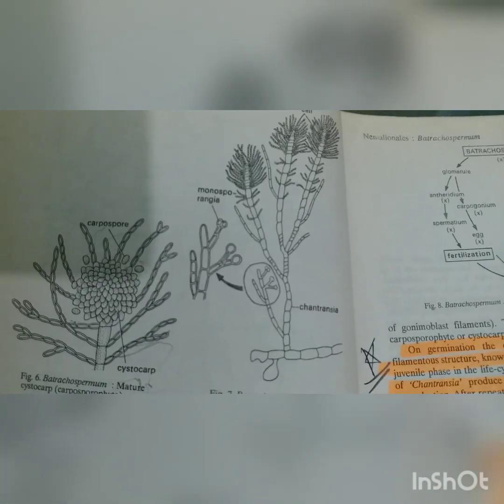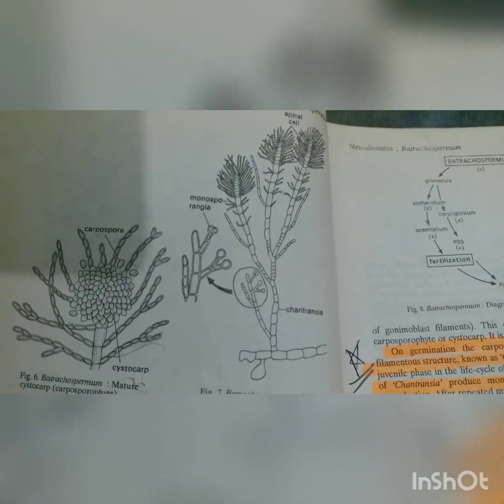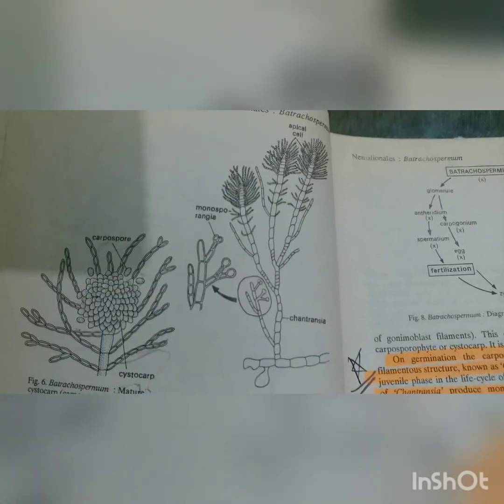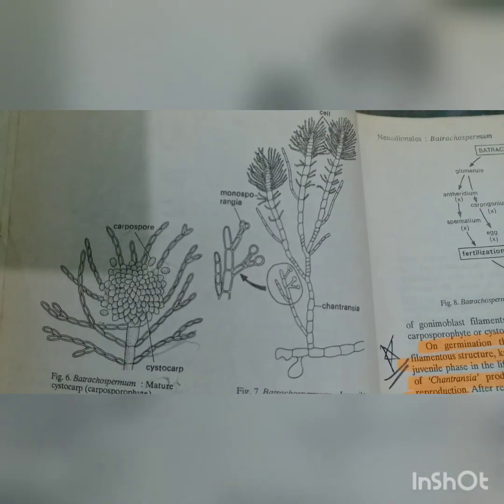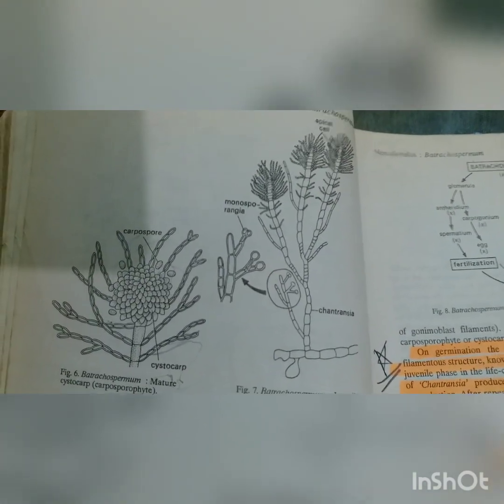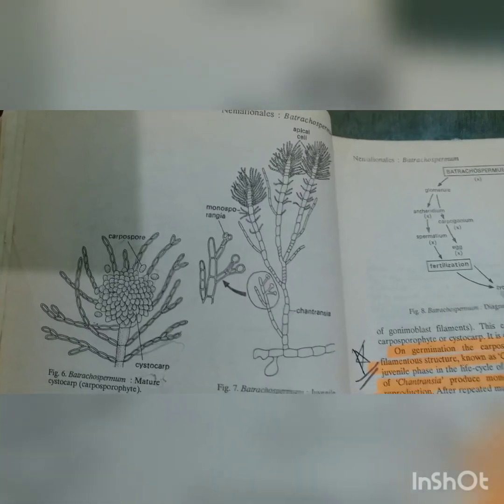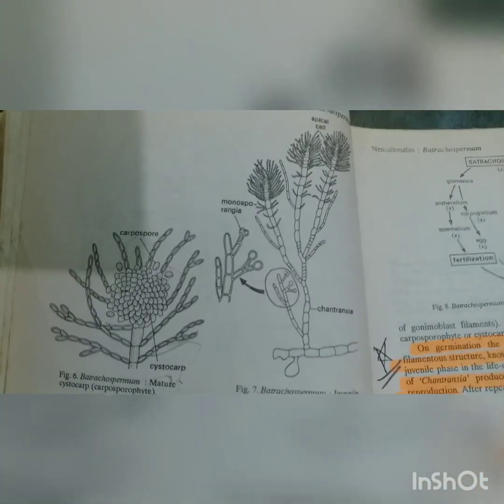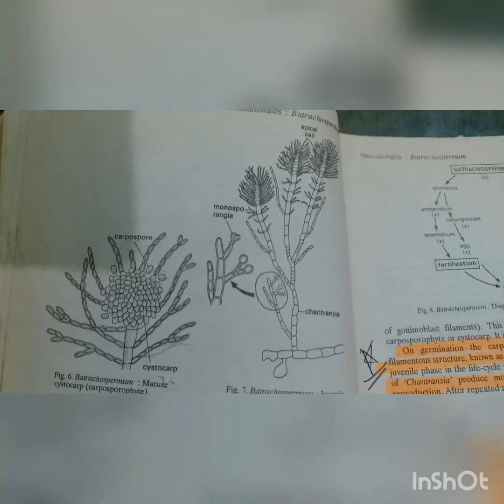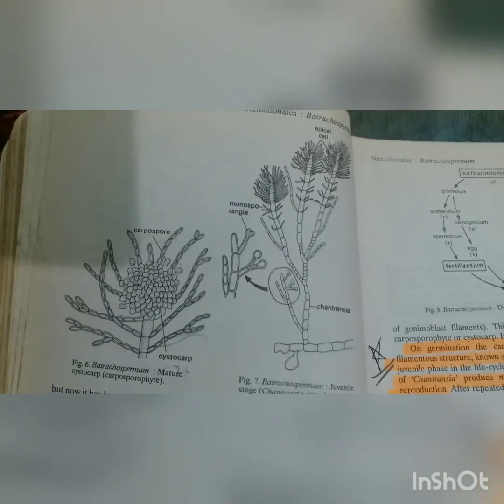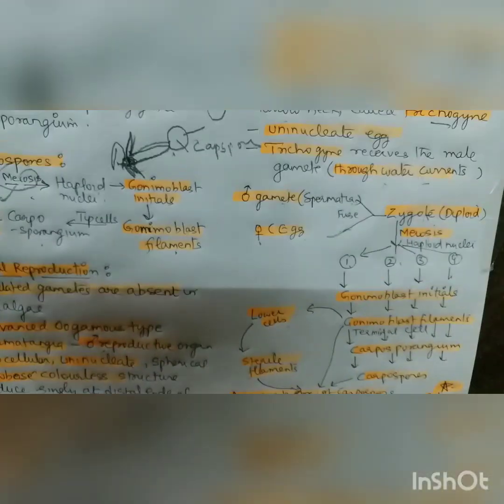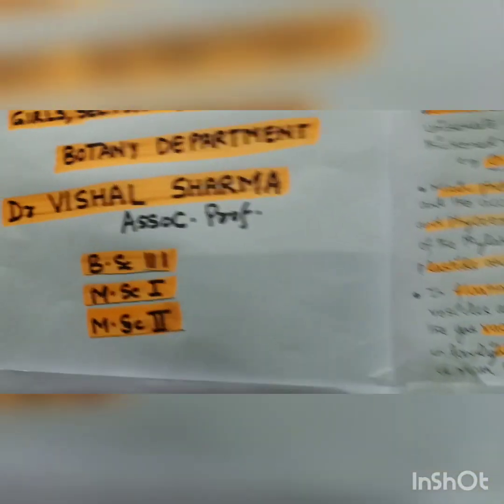So this is the life cycle of Batrachospermum, where the two haploid phases, one is the gametophyte and the other is the carposporophyte, alternate with the diploid phase, right? And that diploid phase is the zygote. Such a life cycle with two haploid phases is called diphasic or haplophasic life cycle. So this finishes the Rhodophyceae, which I wanted to explain.